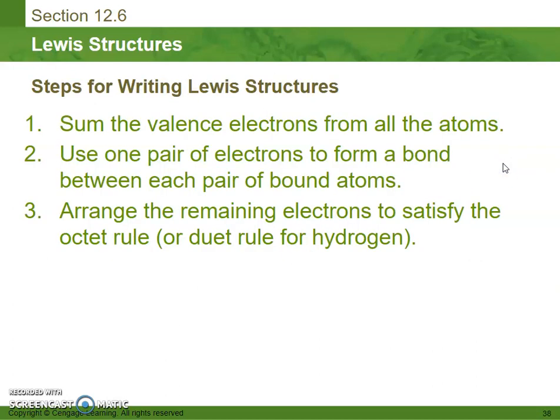Steps for writing Lewis structures. Sum the valence electrons from all the atoms. Use one pair of electrons to form a bond between each pair of bound atoms, and arrange the remaining electrons to satisfy the octet rule, or the duet rule for hydrogen.